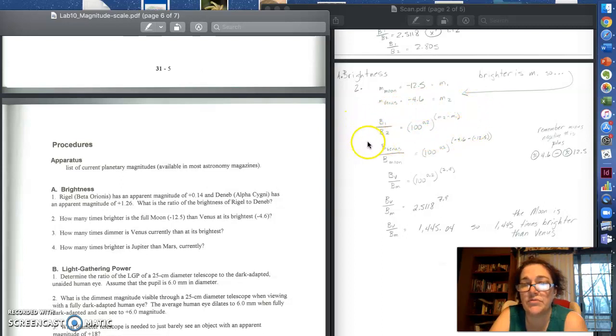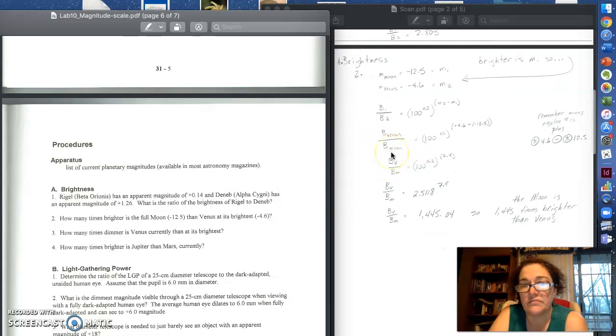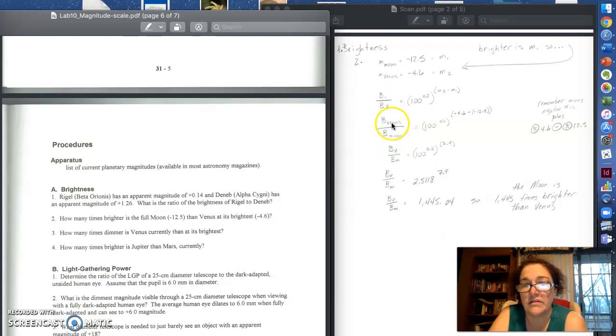Same formula, but we're going to use it differently this time. So the formula, brightness 1 over brightness 2 equals 100 raised to the 0.2, and all of that is raised to m2 minus m1. So come over here, plus or minus, change the plus minus sign, negative 4.6 minus negative 12.5, which gives us a positive 7.9. So this ratio is 2.5118 raised to the 7.9, and so that comes out to 1,445. So the moon is 1,445 times brighter than Venus.